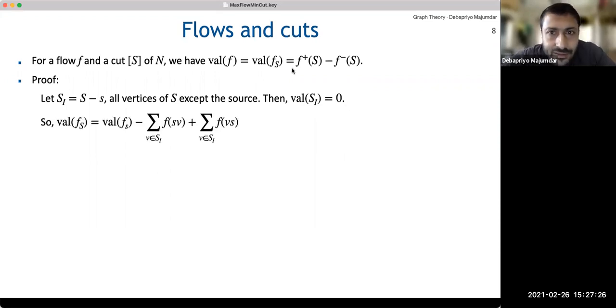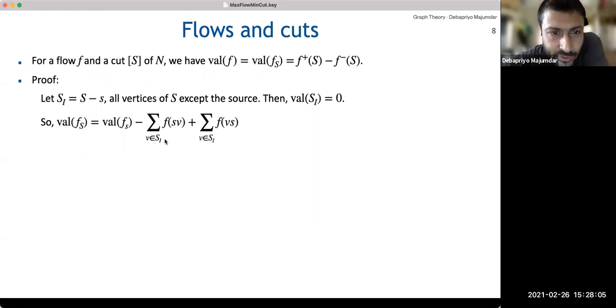Now let's actually write the value of F of S. The value of F of capital S is the value of F of source, minus the flow from the source to Si, plus the flow from Si to the source.